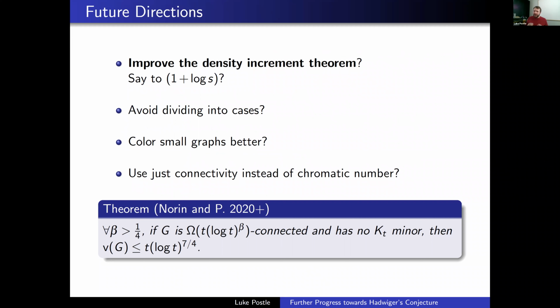So right now it's these three: the density increment, the small graphs, and maybe somehow the cases, getting rid of that recursion a bit. But that's where I'm hopeful. Somehow it feels like this is the right proof if we're going to do linear Hadwiger. Maybe there's just some different proof, but it would be nice if that was the case, right?